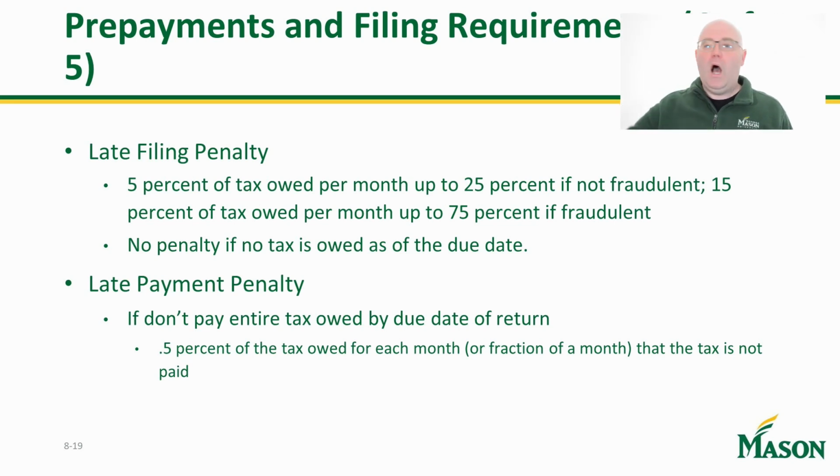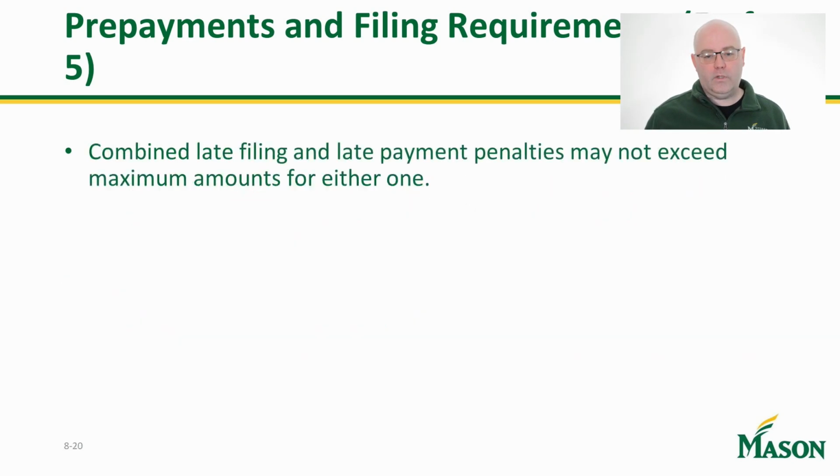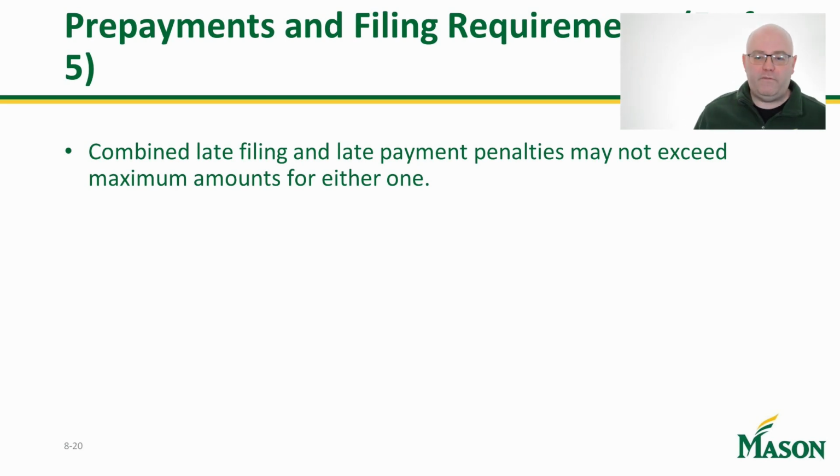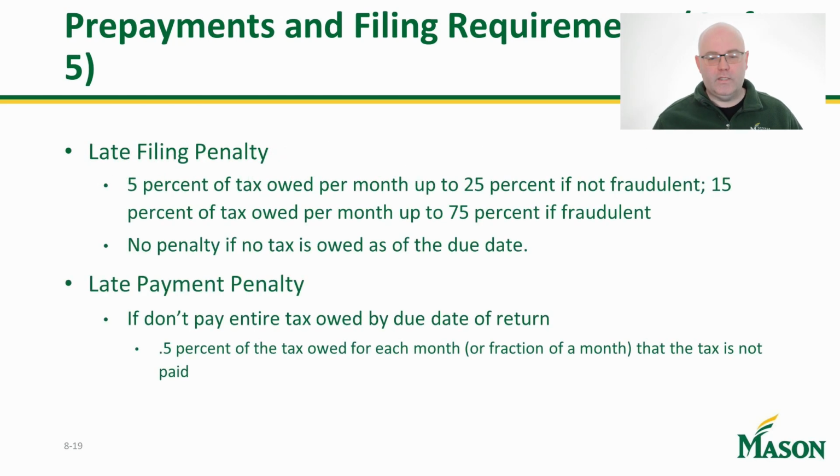So, for example, I filed my tax return. I have proof that my tax return was filed. They lost it. They can't come back and charge me interest as a result of this. They lost the tax return. So that's one reason why this would actually happen the way that it does, okay? So combined late filing and late payment penalties may not exceed maximum amounts for either one, and that's true. If you go back to the previous slide, you'll notice that there is a maximum amount. It's up to 75% if fraudulent or up to 25% if not fraudulent. And then it's 0.5% of the tax owed for each month that the tax is not paid.